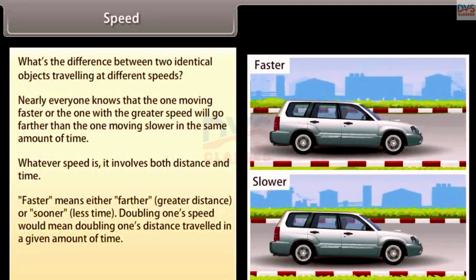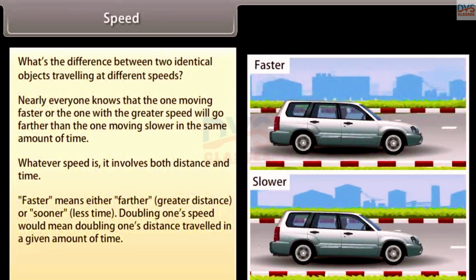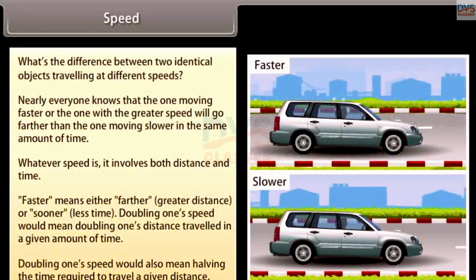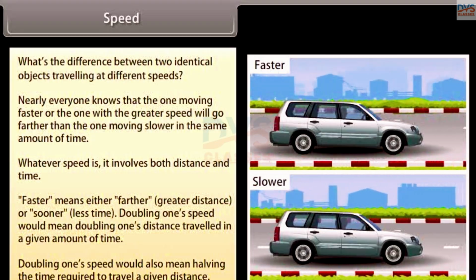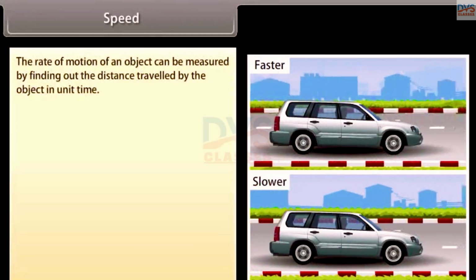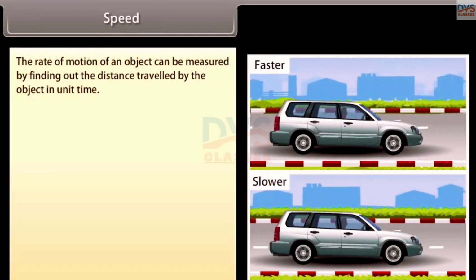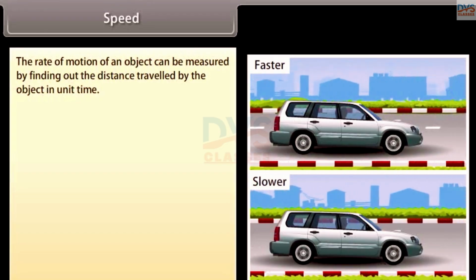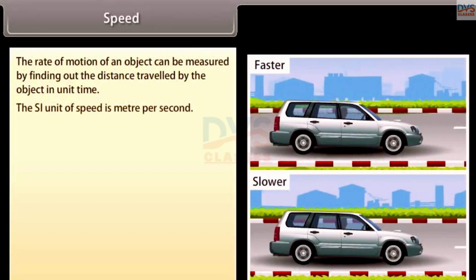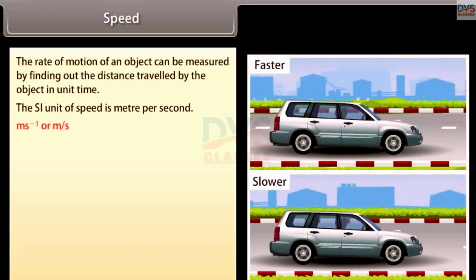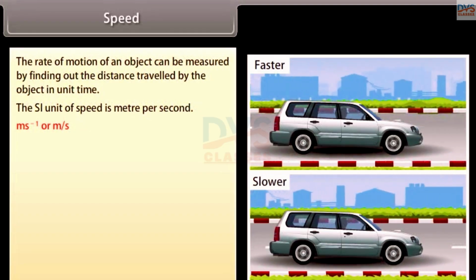Doubling one's speed would mean doubling one's distance traveled in a given amount of time. Doubling one's speed would also mean halving the time required to travel a given distance. The rate of motion of an object can be measured by finding out the distance traveled by the object in unit time. The SI unit of speed is meter per second. This is represented by this symbol.